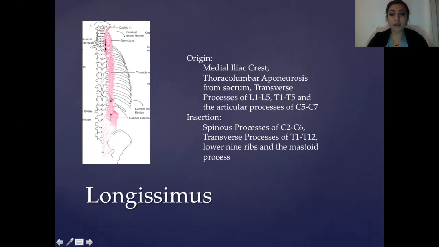Okay, and then now for the insertion. It's the spinous processes of C2 through C6, transverse processes of T1 through T12, and the lower 9 ribs, up to the mastoid process, which again, like I said, is right behind the ear. You can go ahead and easily palpate that. It's like that sticky-out bit right behind the ear.